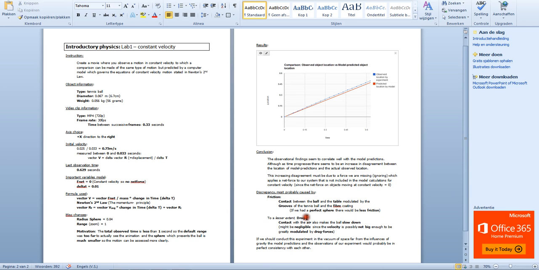To a lesser extent, drag is also a factor because there's contact with the air, which also makes the ball slow down. But this might be negligible since the velocity is possibly not big enough to be greatly modulated by the drag forces. But if we were to conduct this experiment in a vacuum of space, far from the influences of gravity and drag and friction, the model predictions and the observations of our experiment would probably be in perfect consistency with each other.